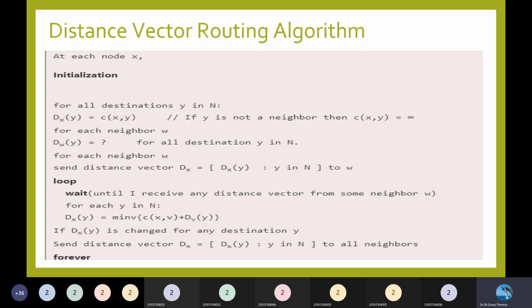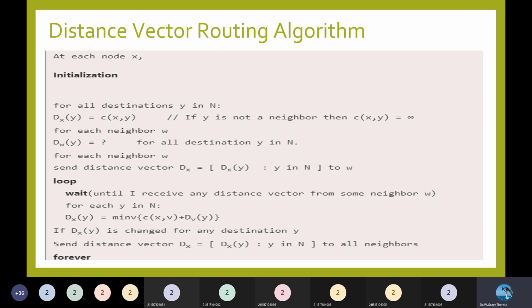This is the distance vector routing algorithm. For all destinations y, the distance from x to y is nothing but the cost of x to y. If y is not a neighbor, then it is considered to be infinite. And for each neighbor w, we know that D of w is 1. So for all destinations y, that is what we are going to find out for each neighbor.